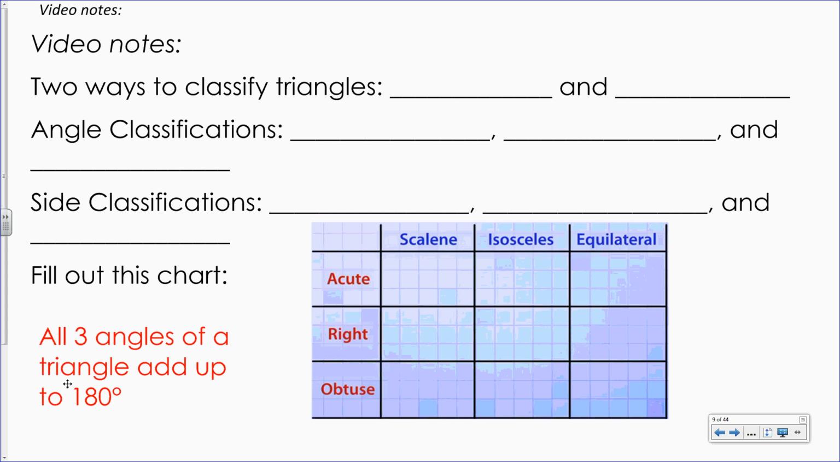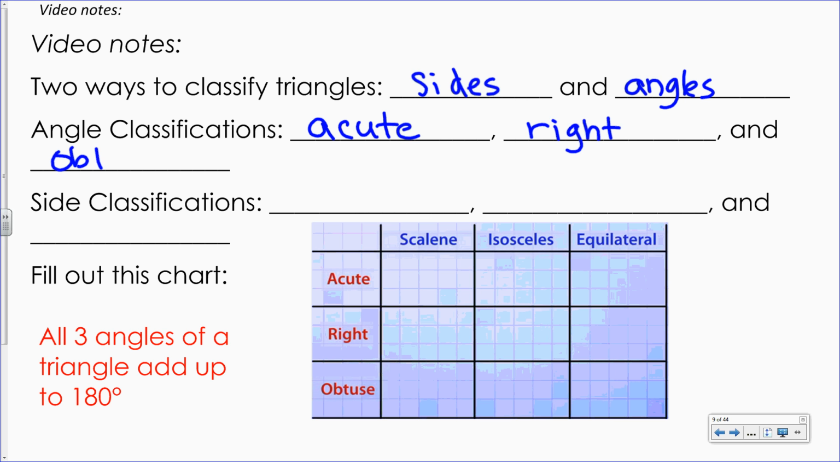Okay, on your notes you should have noted that there are two ways to classify triangles. You can classify them by their sides or by their angles. The angle classifications, which you should already know, are an acute triangle, a right triangle, which has one right angle, or an obtuse triangle, which has one obtuse angle.